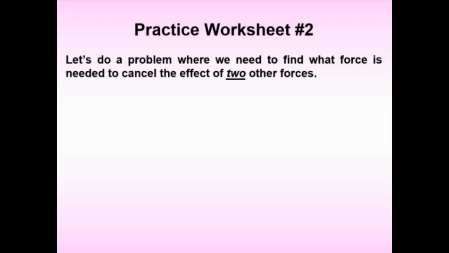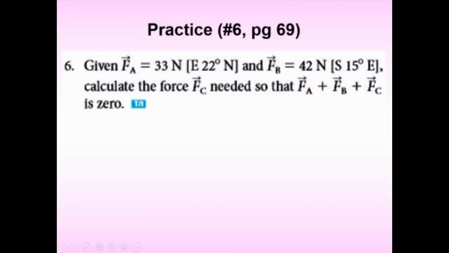Okay, so let's just look at the problem. Given FA is 33 newtons in the east 22 north direction, and FB is 42 newtons in the south 15 east direction, calculate the force FC needed so that FA as a vector plus FB as a vector plus FC as a vector is equal to what? So that means I want you to write here F net equal 0.